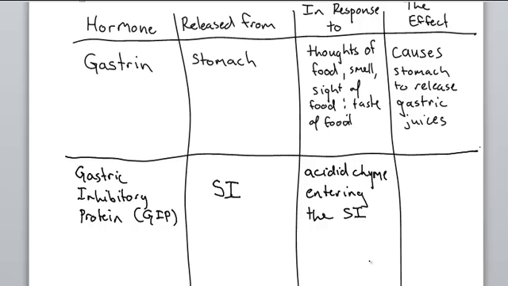Because once you've eaten and you've produced chyme and it moves into your small intestine, you should no longer be needing to use gastrin. So it's going to go back and it's going to stop the release of gastric juices. Because at this point you should be done eating.